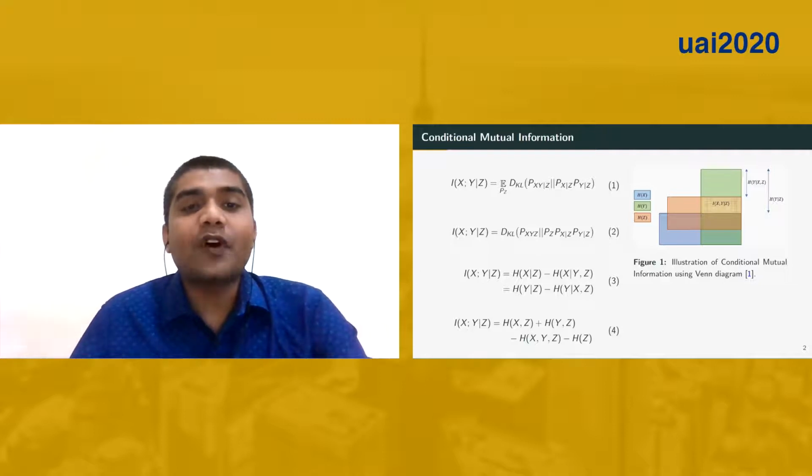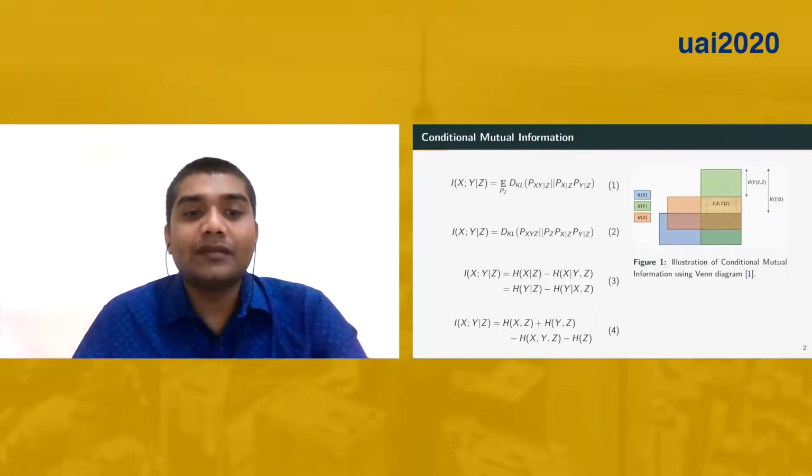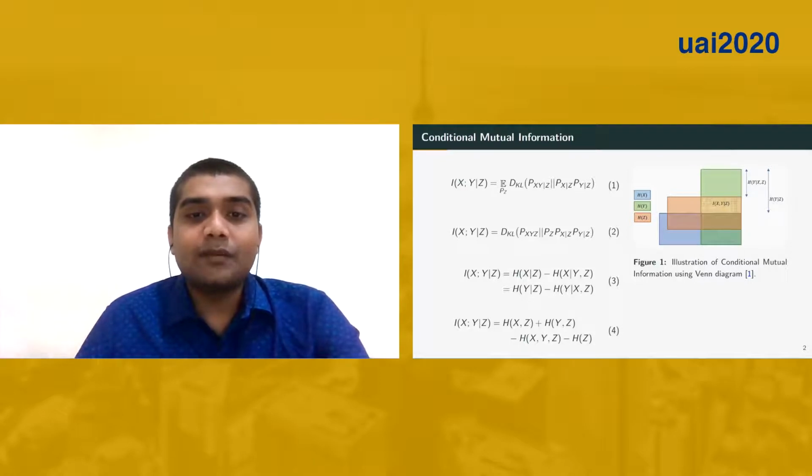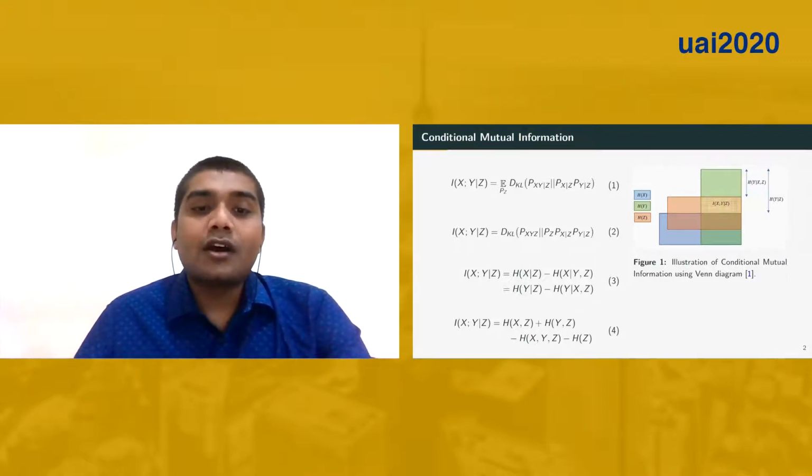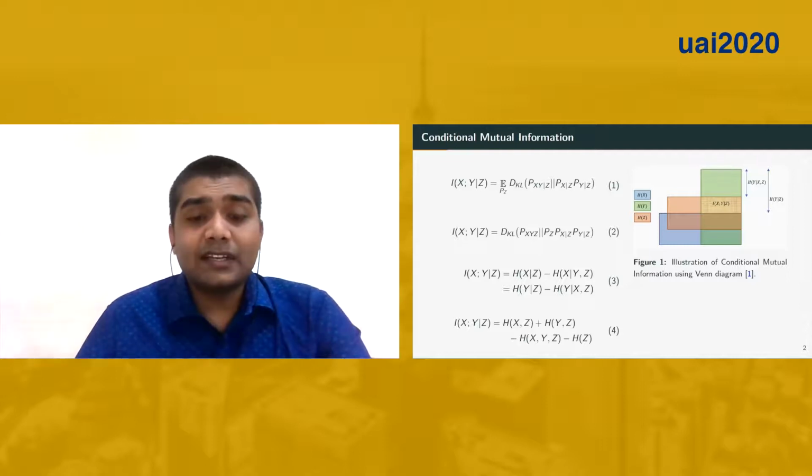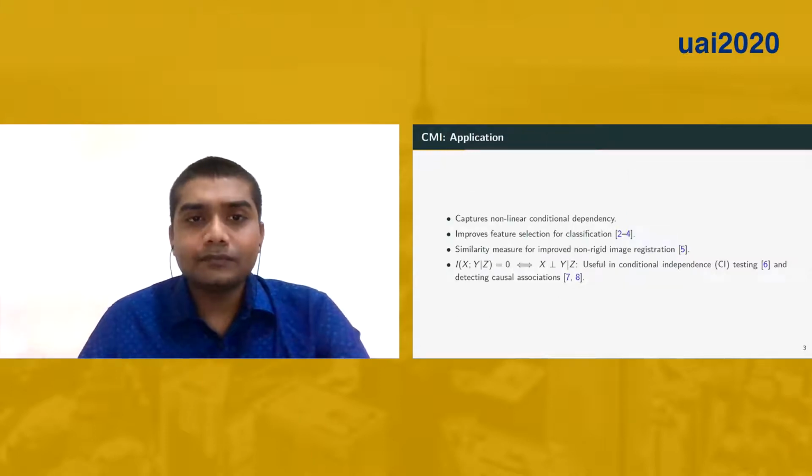In its most basic form, CMI is the expected mutual information between two random variables given a third random variable. Alternatively, it can be expressed as the KL divergence between the true joint distribution and the conditionally independent joint distribution of random variables x, y, and z. It can also be expressed as different combinations of the conditional entropy, marginal entropy, and joint entropy terms.